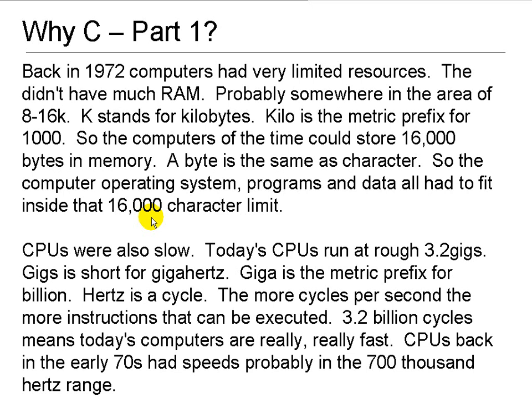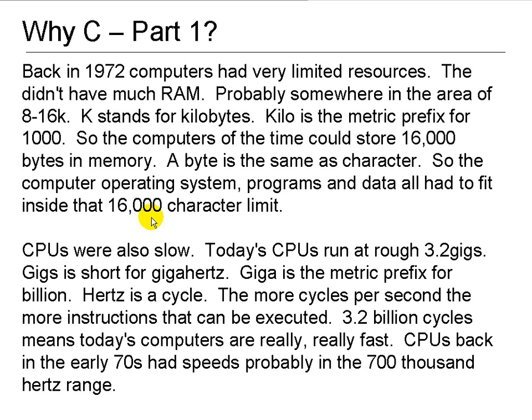CPUs were also slow. Today's CPUs run at roughly 3.2 gigs. Gigs is short for gigahertz. Giga is the metric prefix for billion. Hertz is a cycle. So 3.2 gigs is 3.2 billion cycles per second. The more cycles per second, the more instructions that can be executed. 3.2 billion cycles means today's computers are really, really fast.